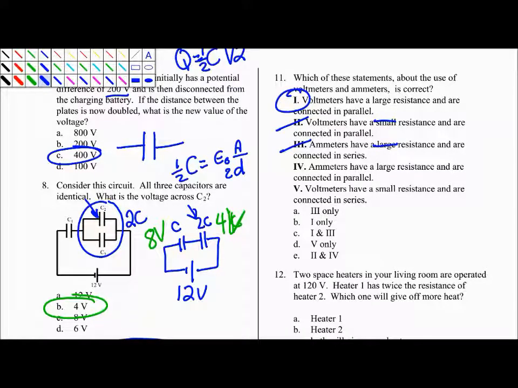That's not correct. Ammeters have a large resistance. That's not correct. Also not correct because they're connected in series. And voltmeters have a small resistance and are connected in series. They don't have a small resistance and they're not connected in series. So it looks like B is the only correct one.